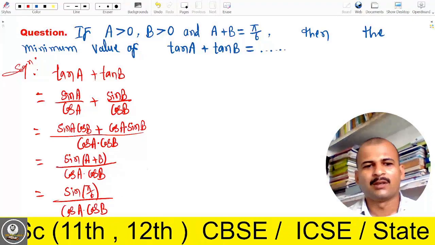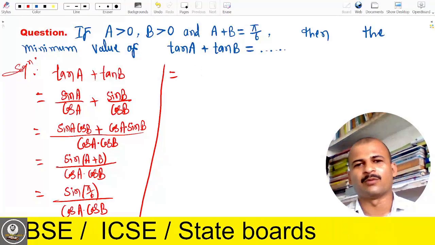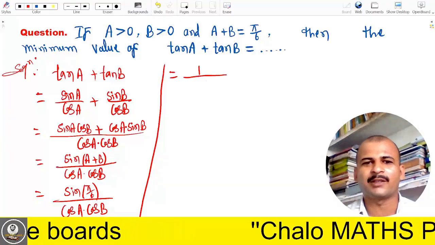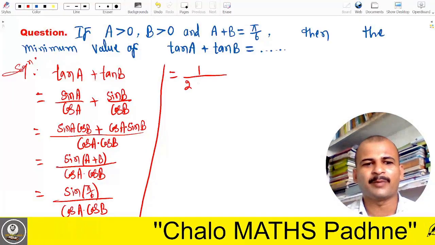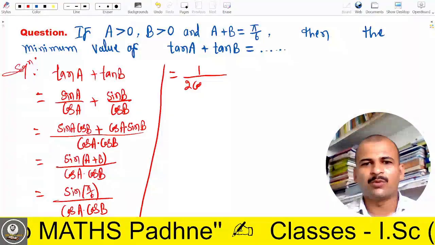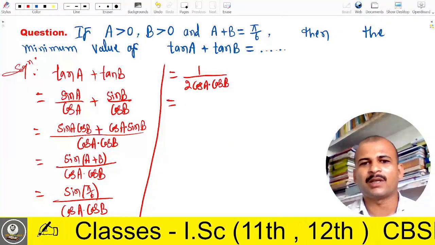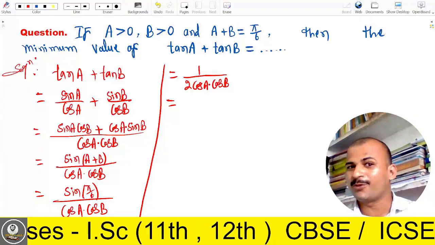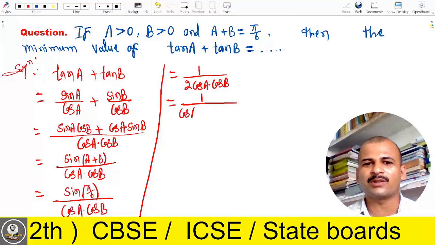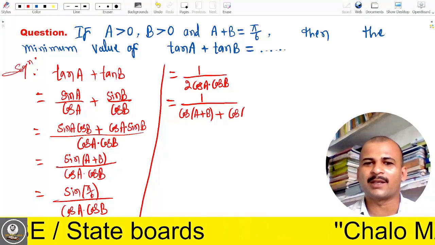And this is equal to what? 1 by 2. We know that sin 30 degrees is equal to 1 by 2. So we write 1 by 2 in the denominator, and we now have 2 cos A into cos B in the denominator. We know the formula that 2 cos A cos B equals cos(A plus B) plus cos(A minus B).